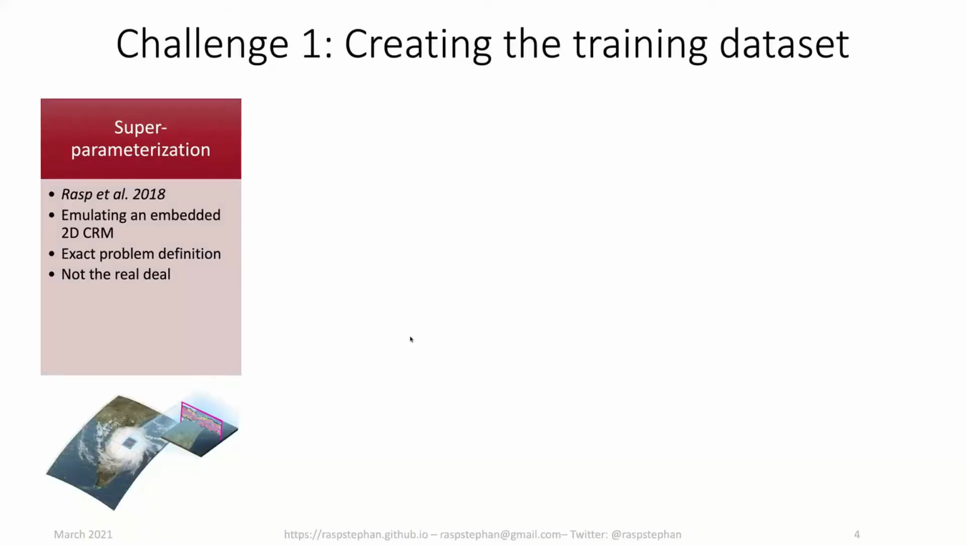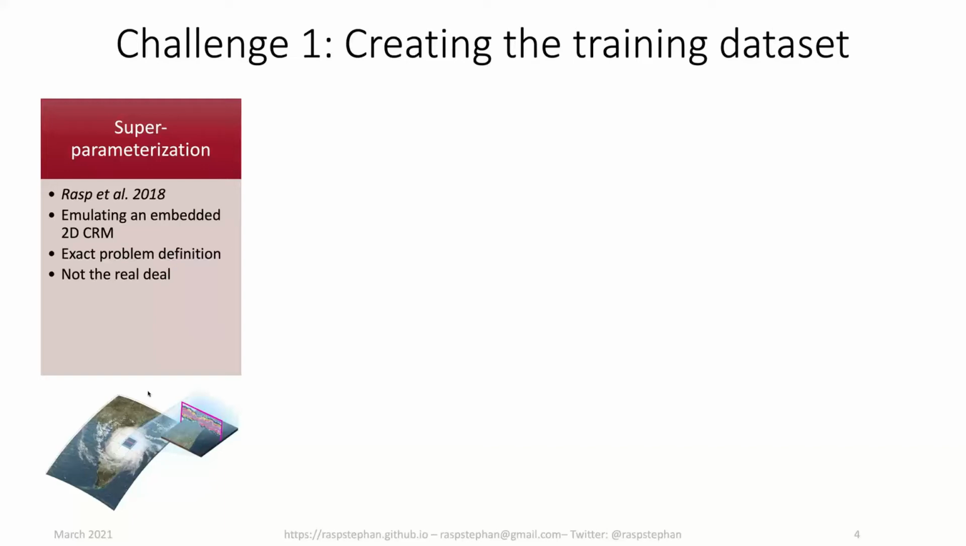The first one is the one that we took, and it's kind of cheating because it's not actually using a 3-dimensional cloud resolving simulation. It's using what's called a super parameterized climate model, where instead of a traditional cloud parameterization, you have a little two-dimensional cloud resolving model in each grid box of the climate model. And then the great thing about this is that this is an exactly defined problem. You know exactly what goes into your cloud resolving model, you know exactly what comes out, and now your job is just to emulate this. The problem, of course, is it's not really the real deal.